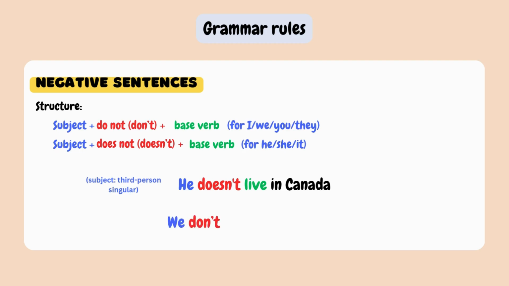We don't start work at 7 a.m. The subject we, first person plural, uses don't, short for do not. The main verb start stays in its base form because the auxiliary do is already conjugated.